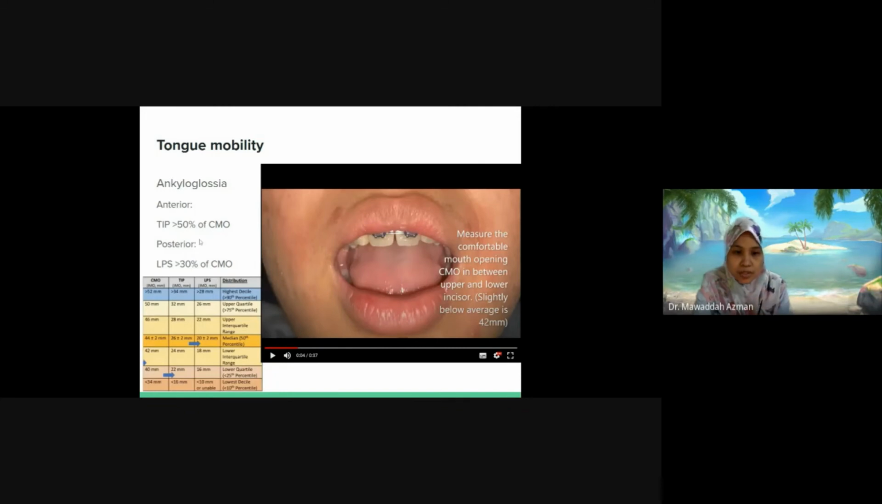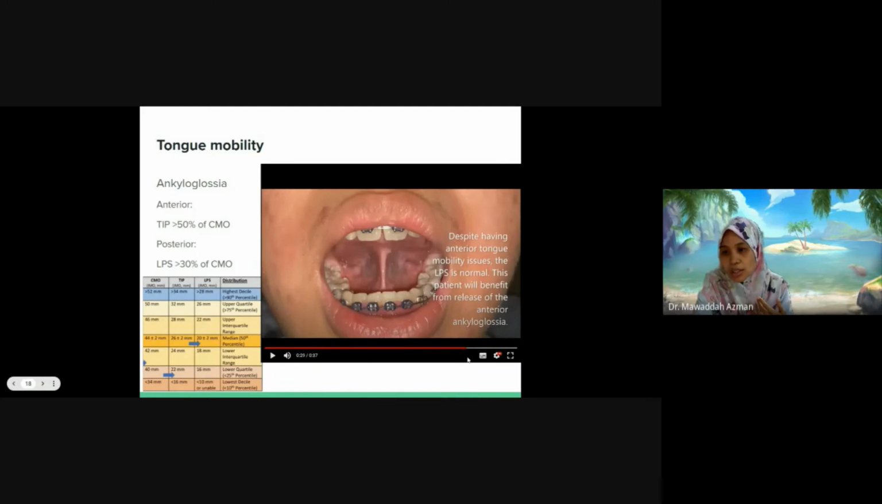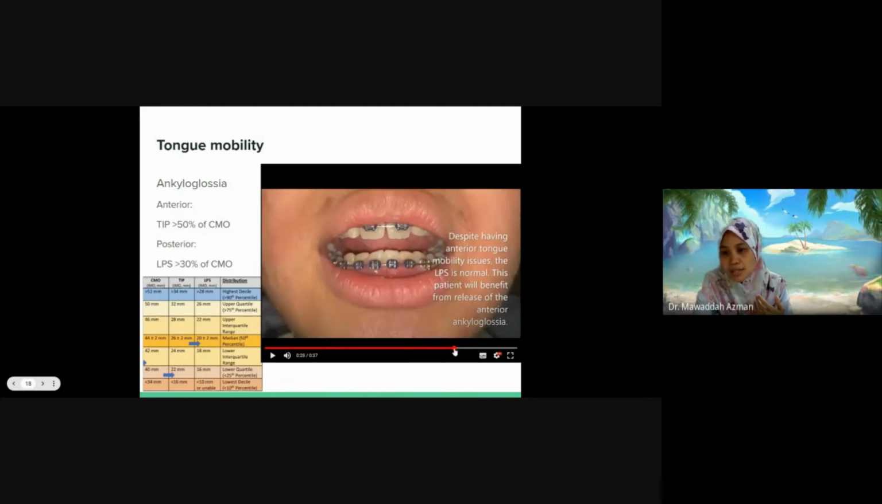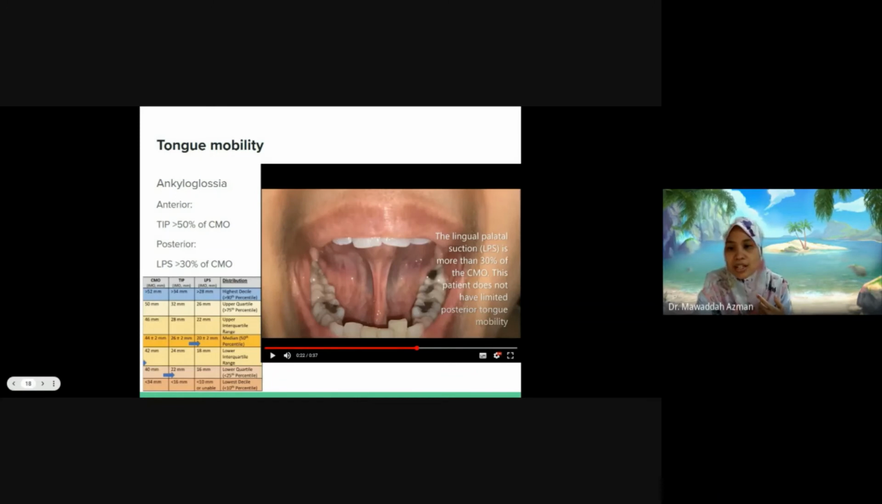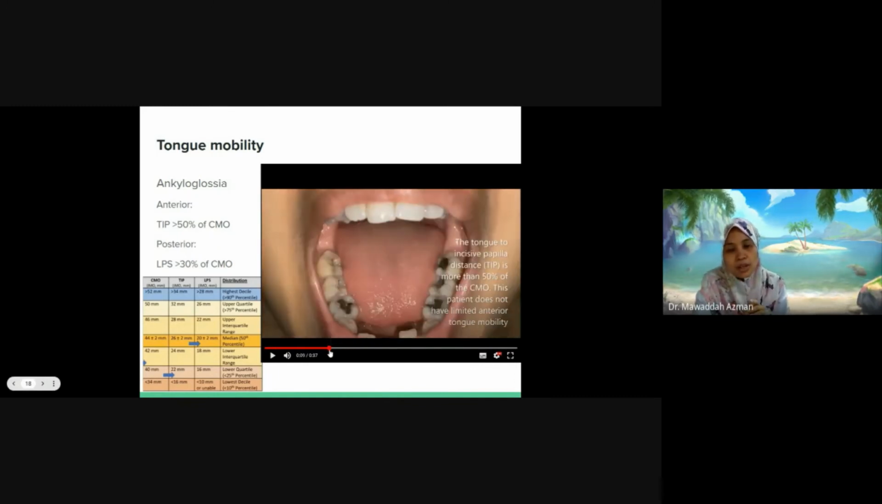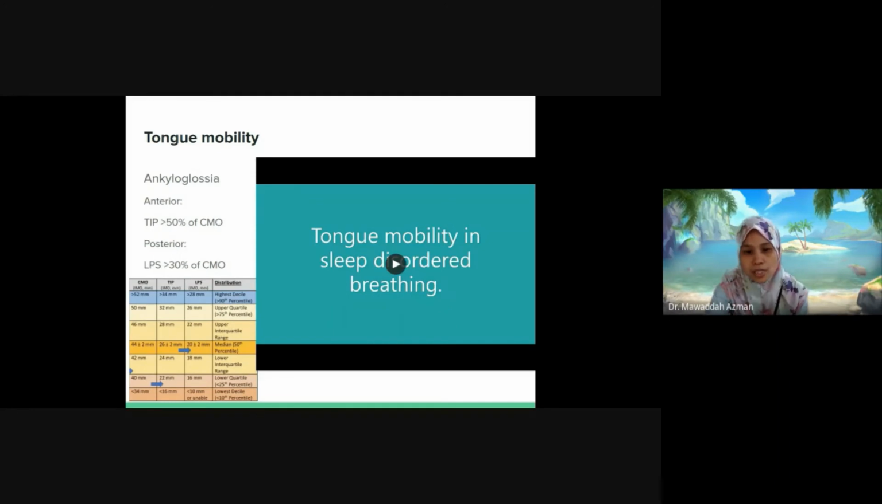So for the posterior tongue mobility, we look at a different parameter, which is what we call the LPS. LPS is also known as the lingual palatal suction. So when you ask the patient to do the lingual palatal suction, and you measure the inter-incisive distance, it should be more than 30% of the complete mouth opening. If it's less than that, this means that the patient has a limited posterior tongue mobility. I will talk about this more in detail.